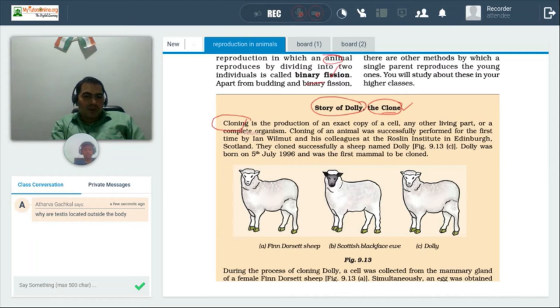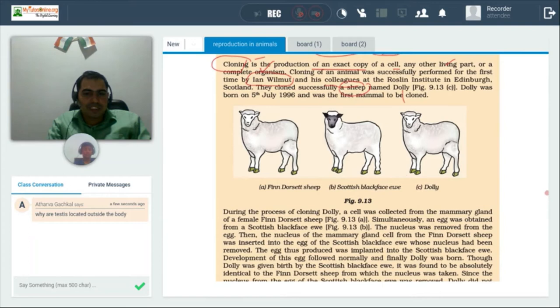Cloning is basically the production of an exact copy of a cell or any living organism. If I create a person with the same body features as you have, that will be called your clone. This was first performed by Ian Wilmut, a very important name, and his colleagues. They created a clone of a sheep, and that sheep was named Dolly. What was the name given to that sheep? Can you tell me? Dolly. Okay.